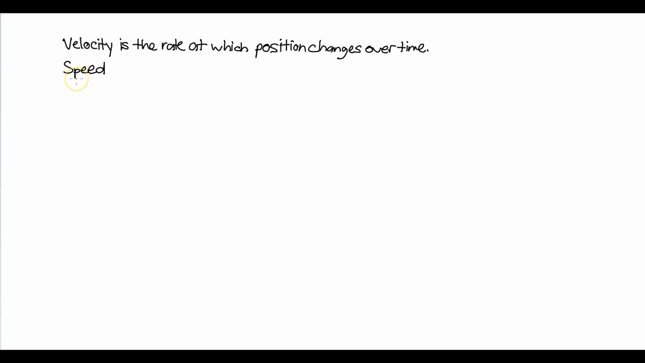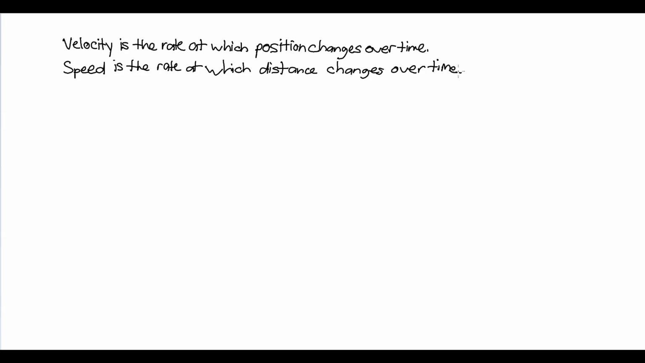Okay, so velocity is the rate at which the position changes over time. Speed, on the other hand, the average speed, or just speed, is the rate at which distance changes over time. So let's just go through quickly.